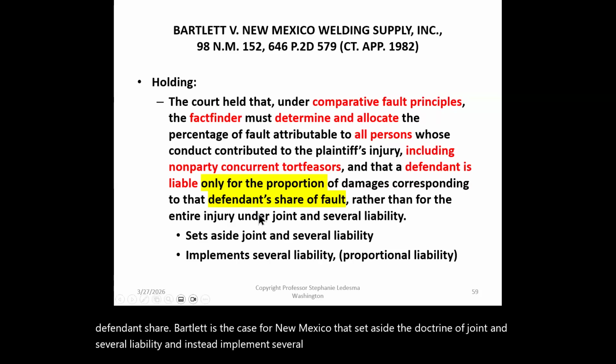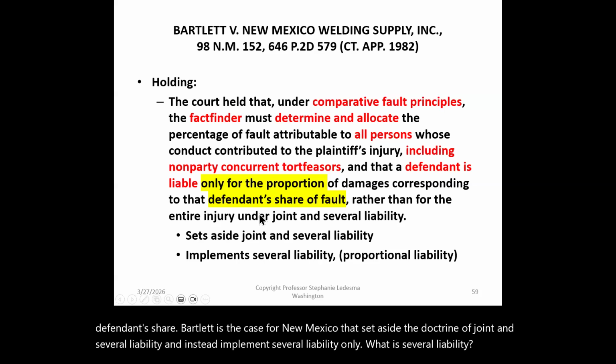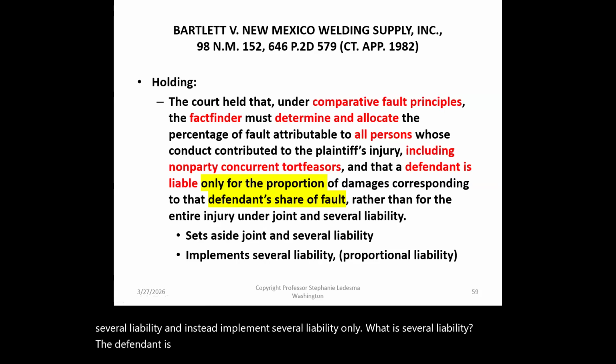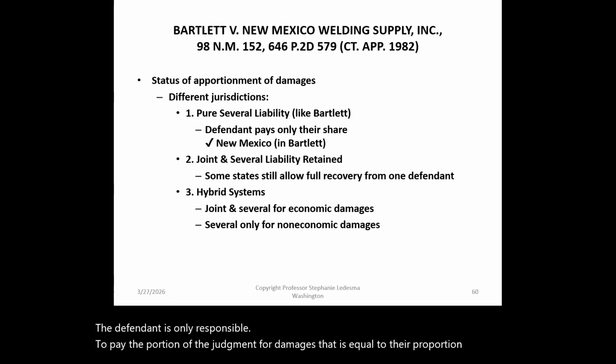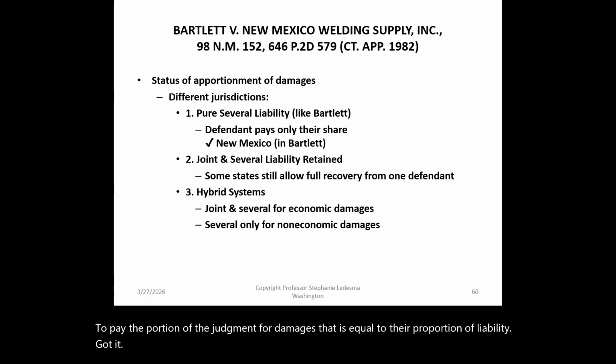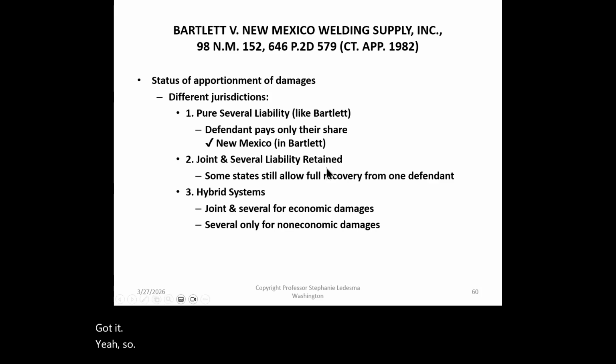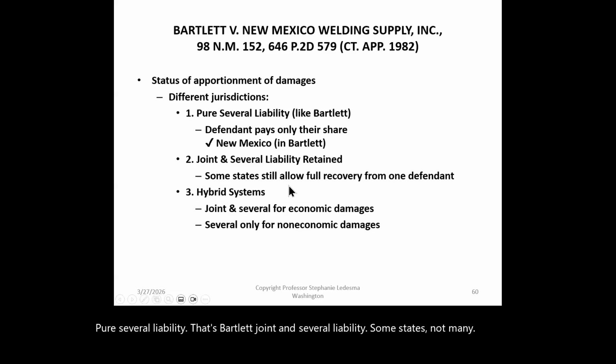What is several liability? The defendant is only responsible to pay the portion of the judgment for damages that is equal to their proportion of liability. Got it? Yeah. So pure several liability, that's Bartlett. Joint and several liability. Some states, not many, right? There's even a few states that have a hybrid system where they will do joint and several liability for economic damages.